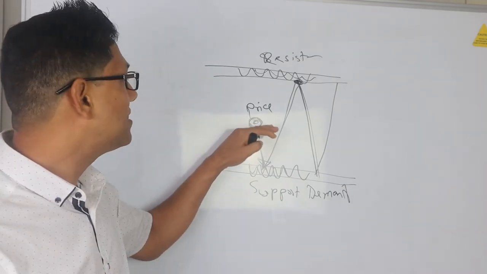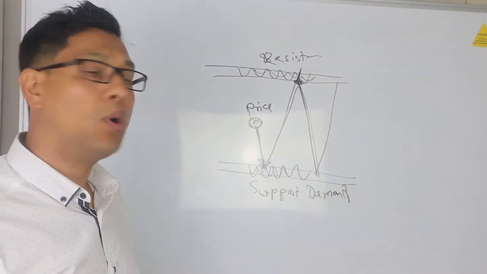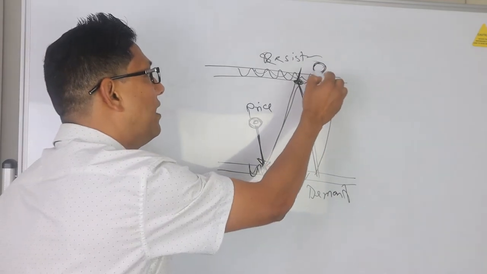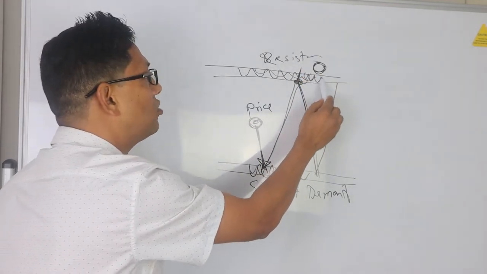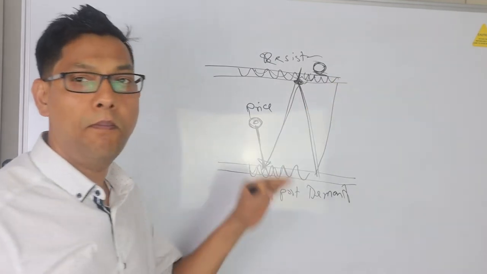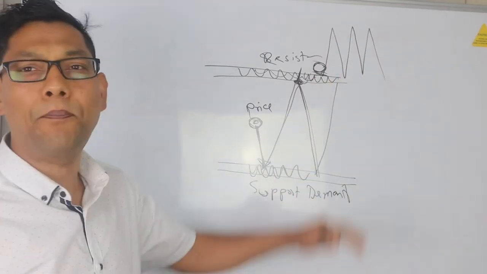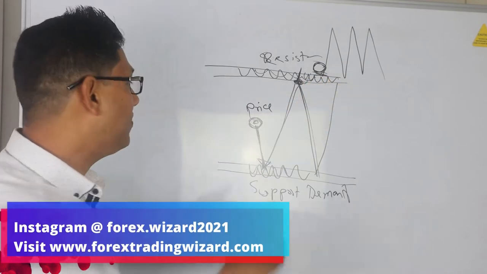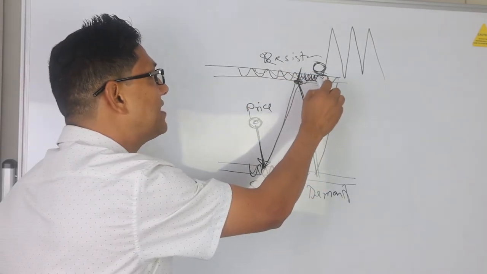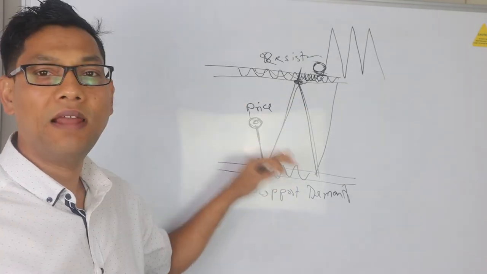Now if this tennis ball, or the price, is able to break this ceiling or resistance, then what will happen? The ball will be here, right? So what will happen when the ball is here? If it breaks above, then this resistance or ceiling will act as a floor or a support for this ball. In that case, the ball will start to bounce up and down at another level, and the price does the same. If the price is able to break any kind of resistance or ceiling, then this resistance acts as a support. Now these are the basic concepts of support and resistance.